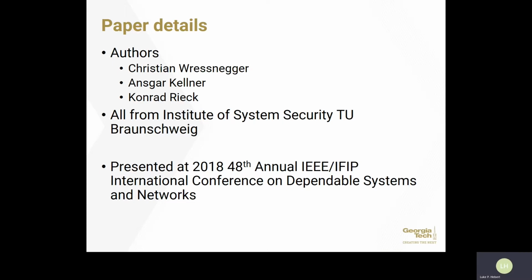So for the paper details, these are the three authors: Resniger, Kellner, and Rieck, all from the Institute of System Security, TU Braunschweig, which is in Germany. The paper was presented at IEEE IFIP Dependable Systems and Networks Conference in 2018. So as of this recording, this paper is only a few years old. And for those who are unfamiliar, the IEEE is the Institute of Electrical and Electronics Engineers, and the IFIP is the International Federation for Information Processing.